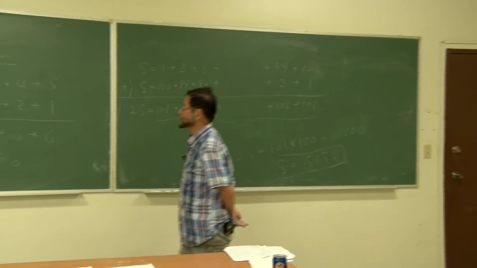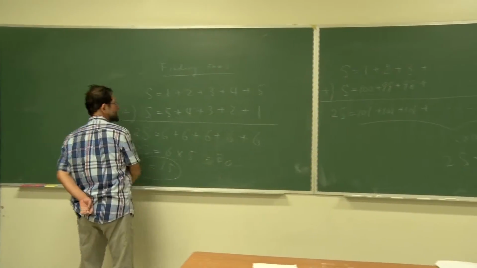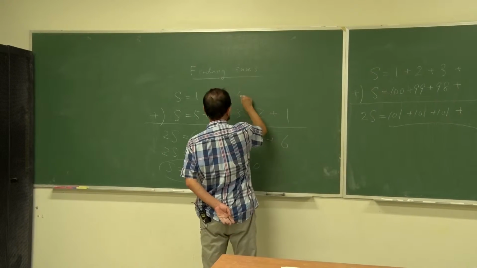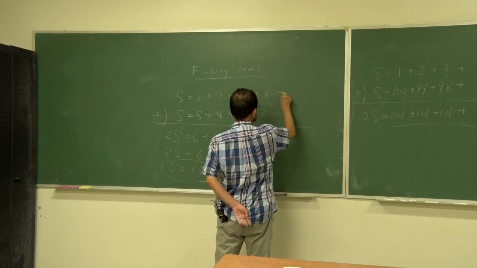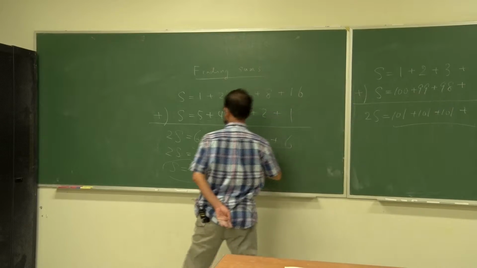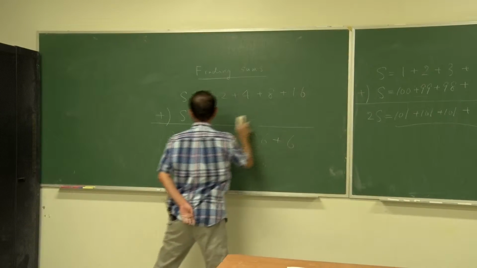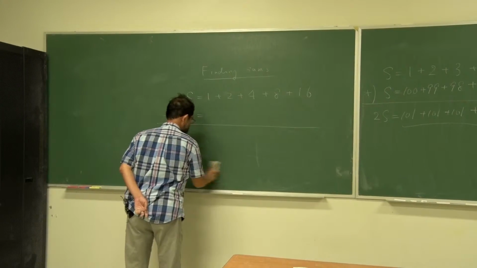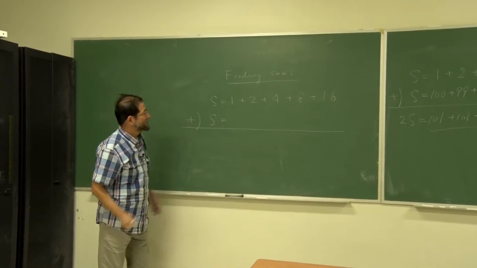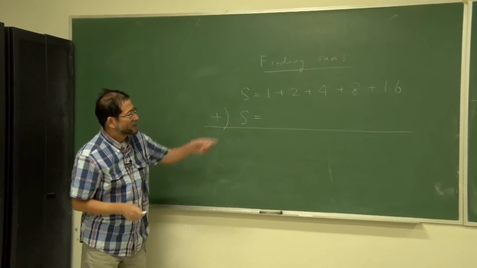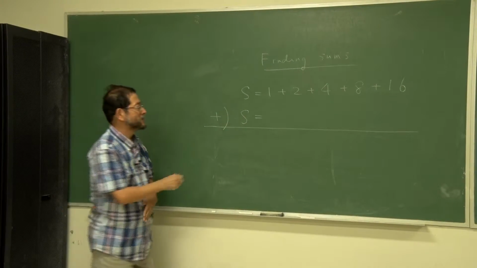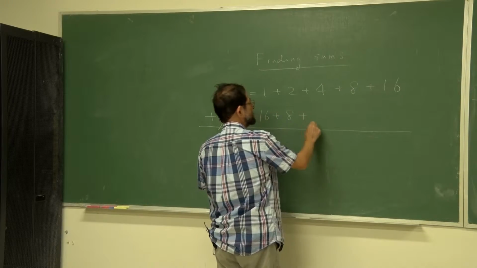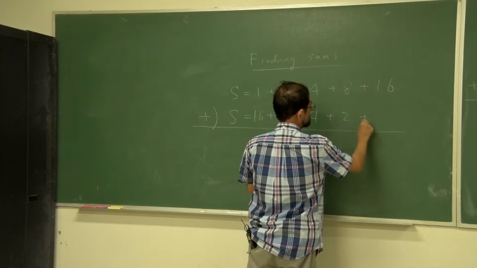Now let's look at another example. Instead, what happens if you have 1 plus 2 plus 4 plus 8 plus 16? This time, the previous method does not work. Let's try.